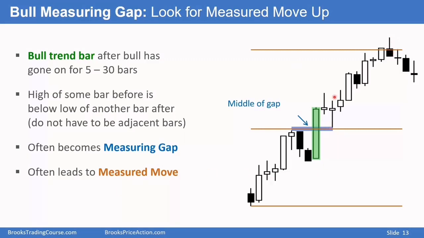When you see a gap like this and you see it get tested and you see the market starting to reverse up, it's probably going to reach the measured move target, so traders will look to buy and then take partial profits or full profits at the target.